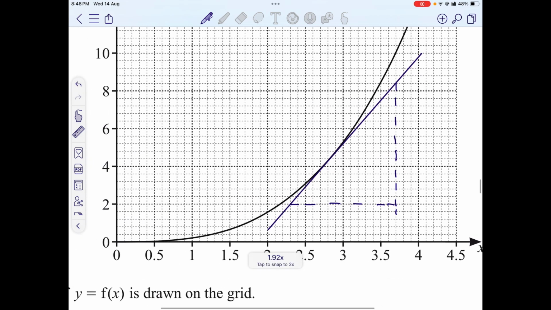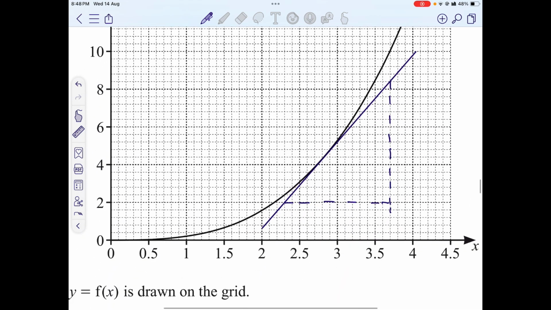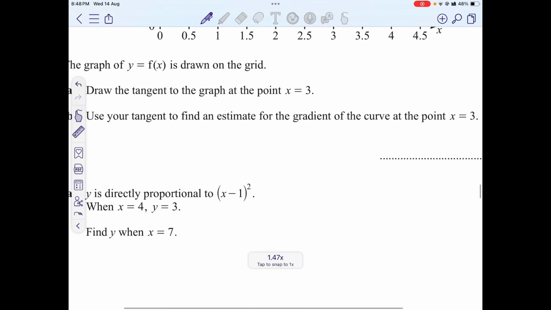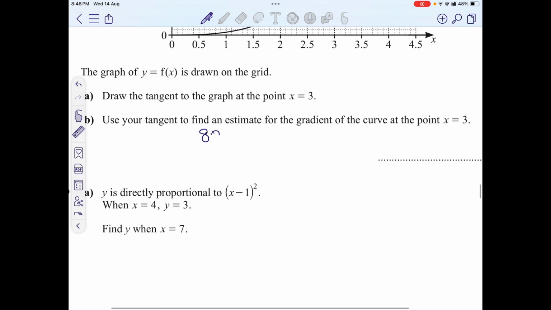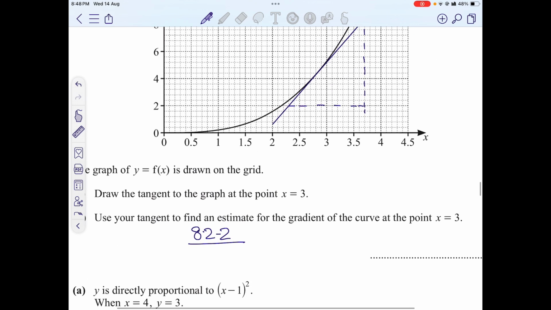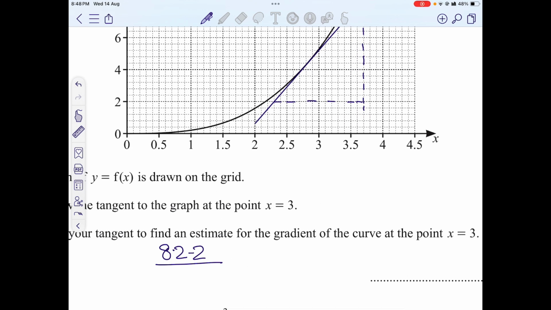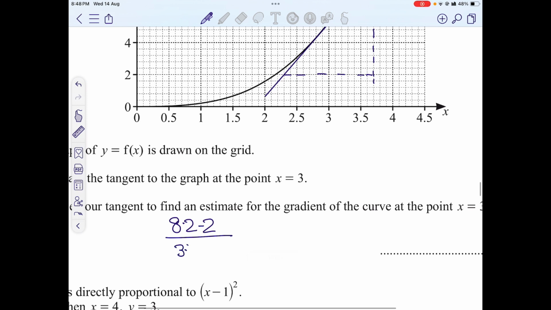First of all, change in y. 8.2, which is this reading, minus 2, divided by, if I take this one, that's 3.7 minus 2.3. What does that give me? First of all, 8.2 minus 2 over 3.7 minus 2.3. That gives you 4.43.